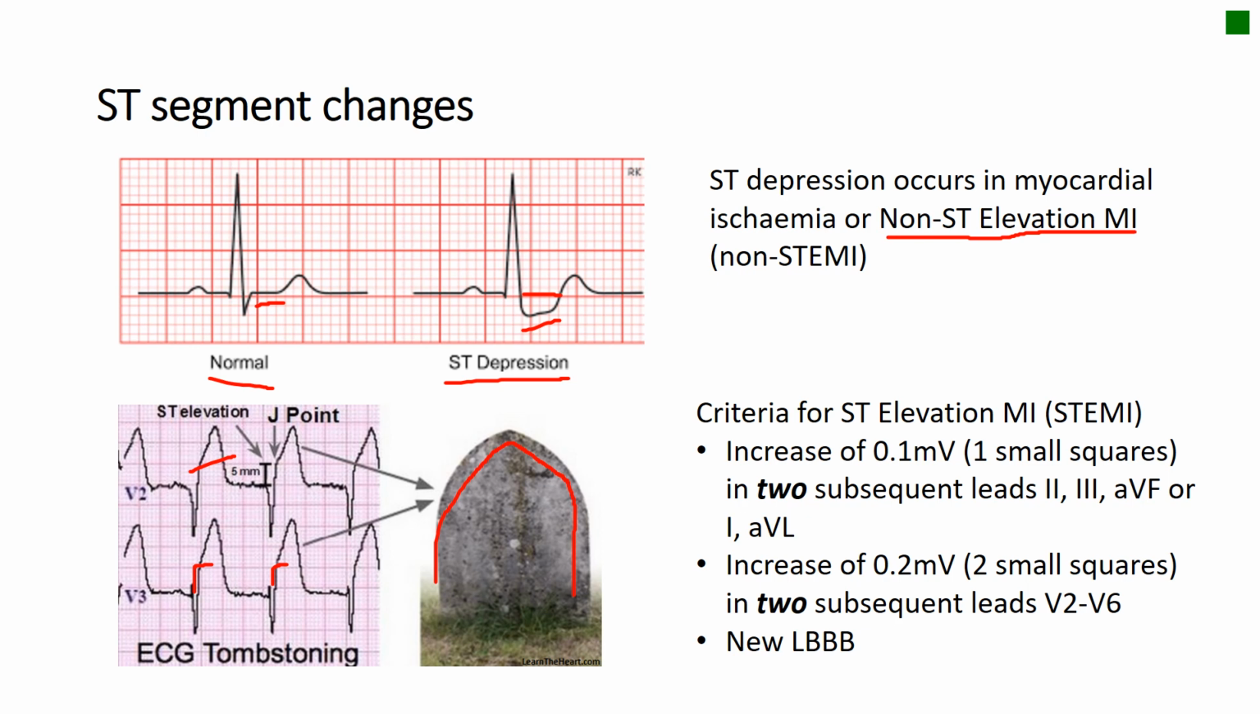And so the criteria, if you want to be strict about it, is at least one small square in 2 subsequent leads in 2, 3 and AVF. Remember, that's the inferior leads, or 1 and AVL, which is the lateral leads. Or if you look at the anterior leads, it's got to be 2 small squares, a bit more elevation on the anterior leads between V2 and V6, or a new left bundle branch block.